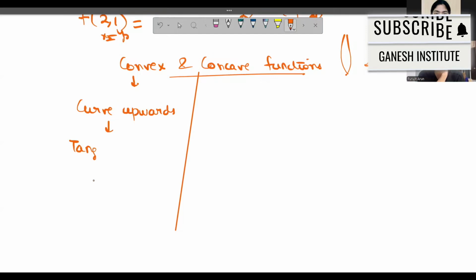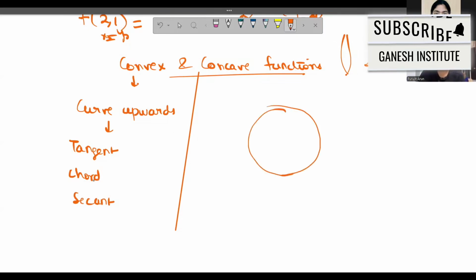Do you know what is a tangent? What is the difference between tangent, chord and secant? Tangent and secant I know. Chord I'm not very sure, ma'am. So if you draw a curve, I'll be able to tell you.